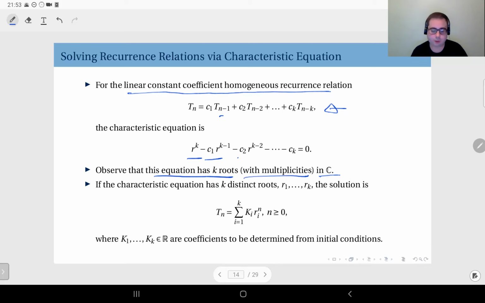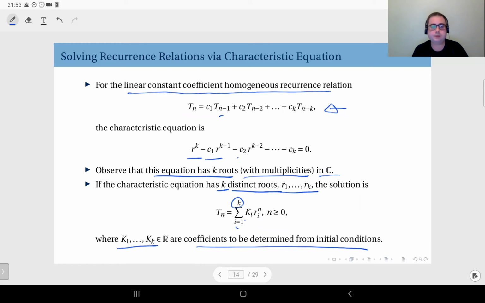And if the characteristic equation has k distinct roots, which is the simpler case, r1 through r sub k, the solution is going to be of the form k sub i times r sub i to power n, summed from i equals 1 up to k for degree k. Okay, and the coefficients k1 through k sub k are coefficients to be determined from initial conditions. So this is the reason for a degree k recurrence relation, I need k initial conditions.